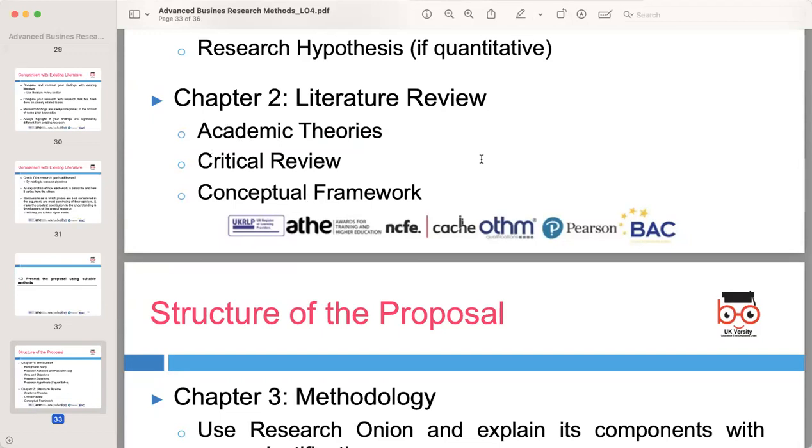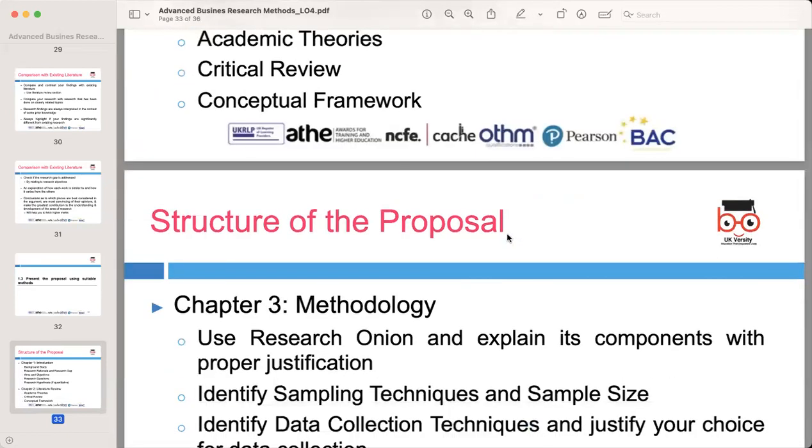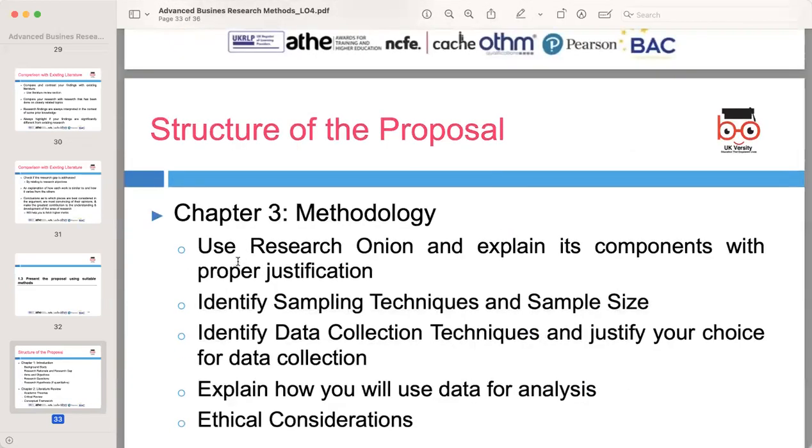So the next one, chapter 3, is methodology. Present the research onion and explain its components with proper justifications. For the research methodology, we will be utilizing the research onion framework, which is a comprehensive model that helps in structuring the research process. It consists of various layers, each representing different aspects of the research.